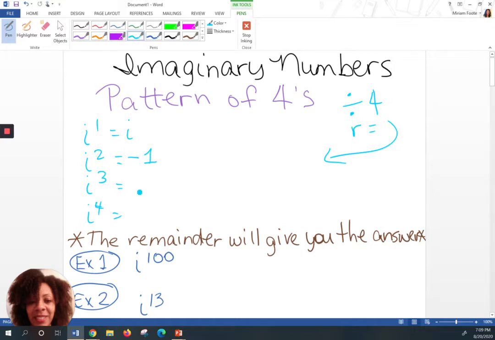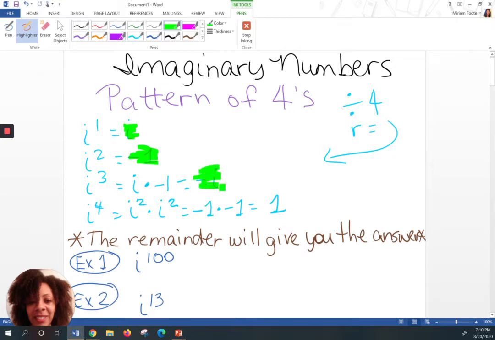i cubed is the same as taking i to the first power, which is i, and multiplying it times i to the second power, which is -1. i times -1 is -i. And then if I took i to the fourth power, and I just took two i squareds, because remember, with exponents you add them, 2 plus 2. That's the same as saying -1 times another -1, which is +1. So my pattern will always be i, -1, -i, and 1.